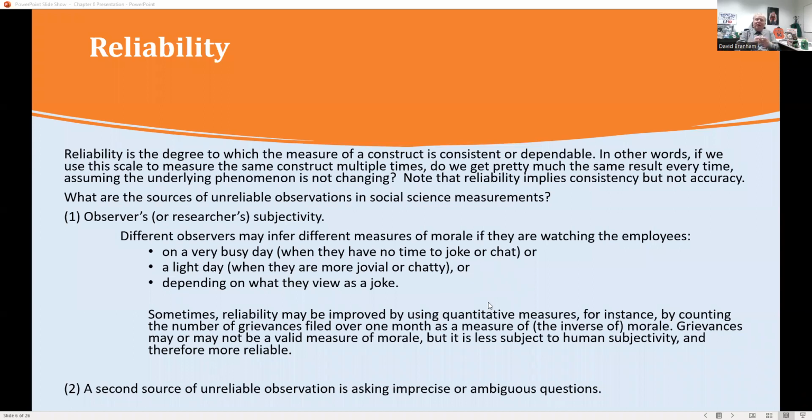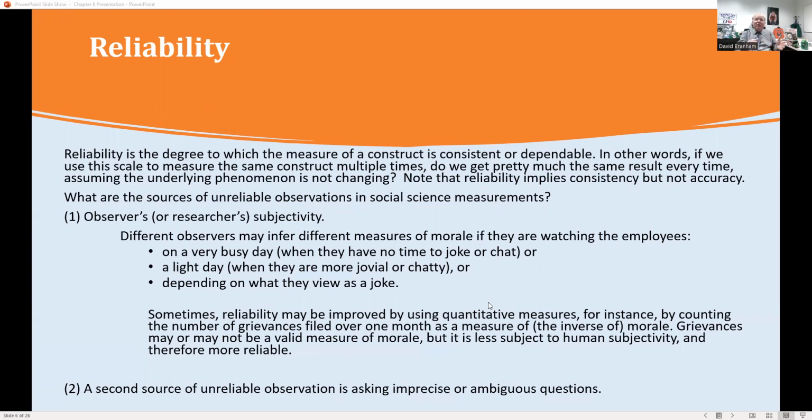Reliability. So let's get more specific on reliability. Reliability is the degree to which the measure of a construct is consistent or dependable. In other words, if we use this scale to measure the same construct multiple times, do we get pretty much the same result every time, assuming the underlying phenomena is not changing? Note that reliability implies consistency, but not accuracy.